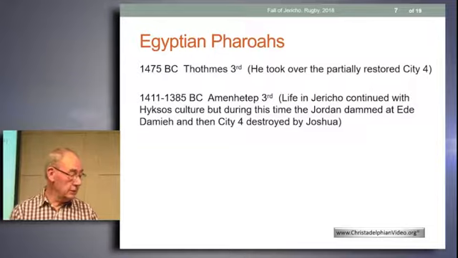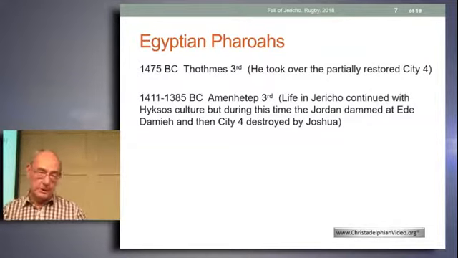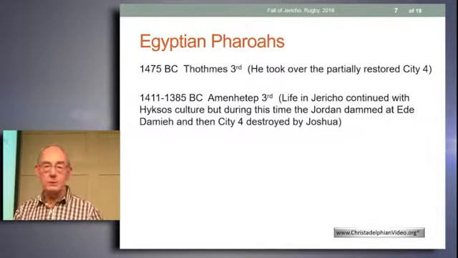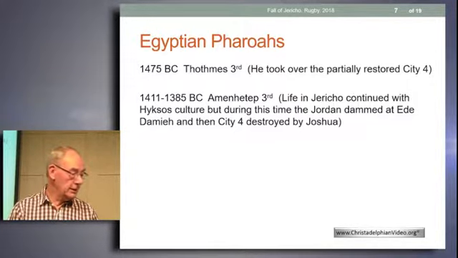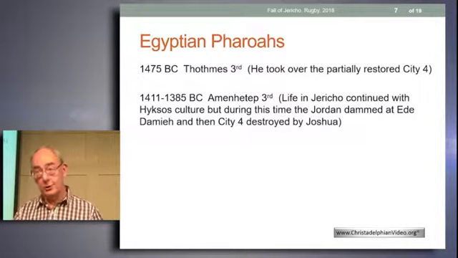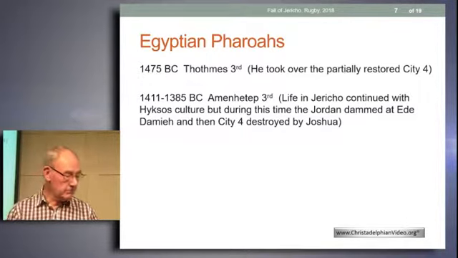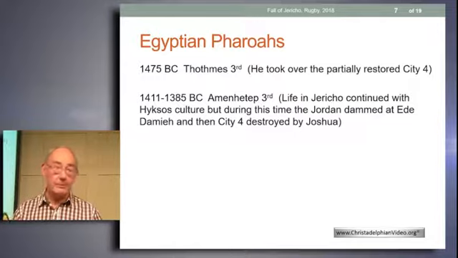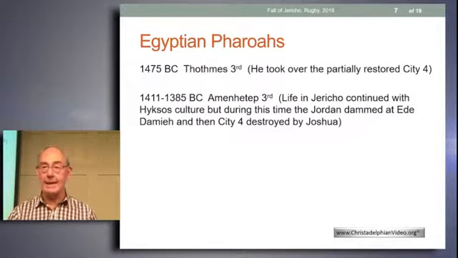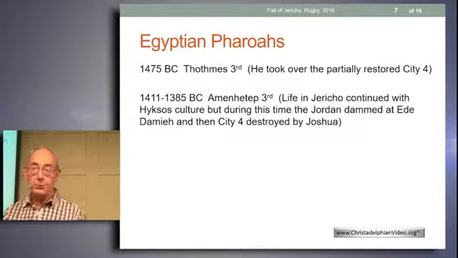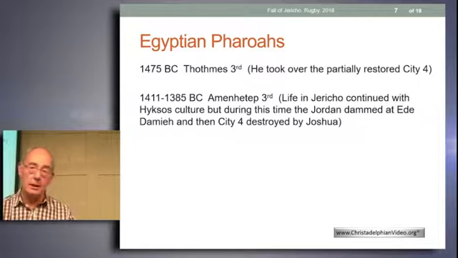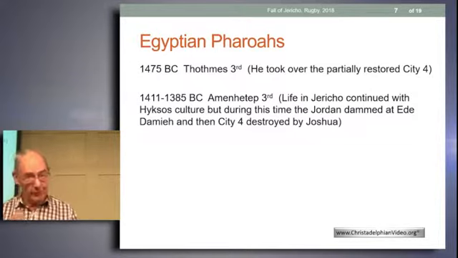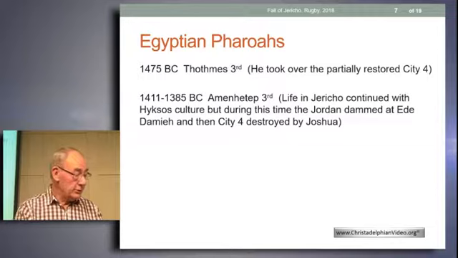As we said, life in Jericho continued very much as it had done, but during his reign, which ended very abruptly, the Jordan was dammed at a place called Edi Dami, and then the city was destroyed by Joshua, as we read in chapter 6. I wonder whether that name, Edi Dami, rings a bell, because the place where the Jordan was dammed was called Adam, wasn't it? And that's the same place, I think. That's where the Jordan was dammed north of the crossing point, so that the river was temporarily diverted, and that happened here. I'll mention some more of those interesting events later on.